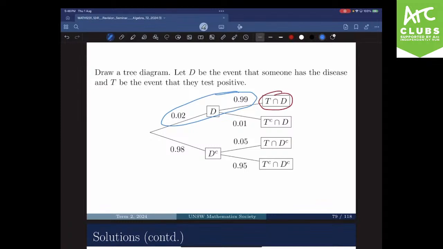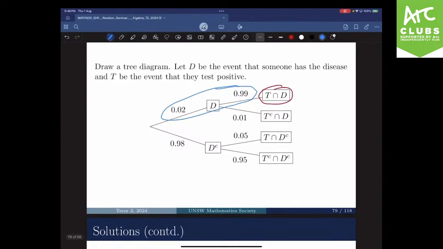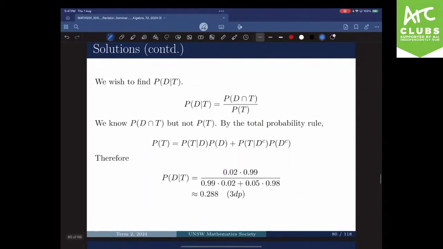And then if we want to find the probability of testing positive, we just have to look at all the ones that give me a positive test result, which are underlined in blue here. It should be this one and this one, because they both have T, which means test positive. Then our denominator would be equal to these two in blue added together, and we'll see that's what we get here.